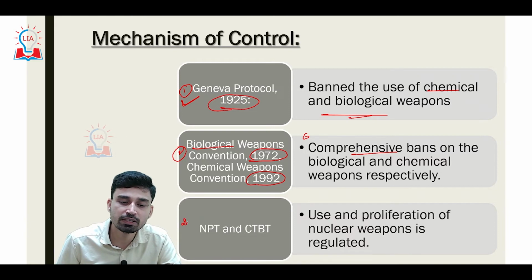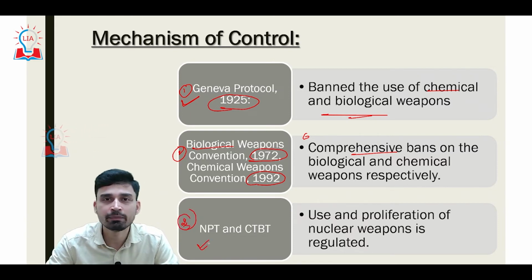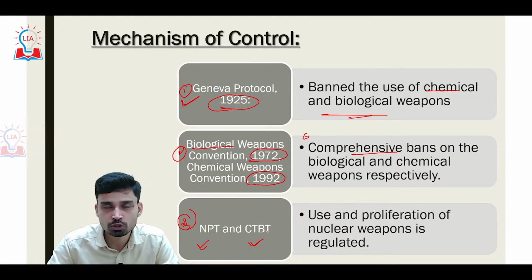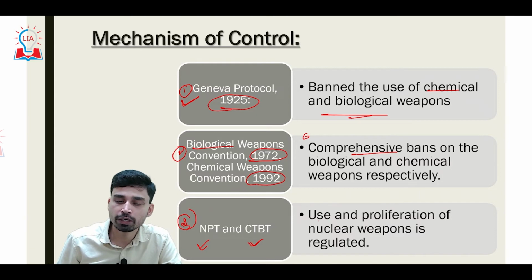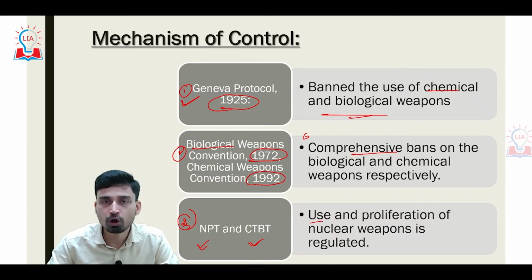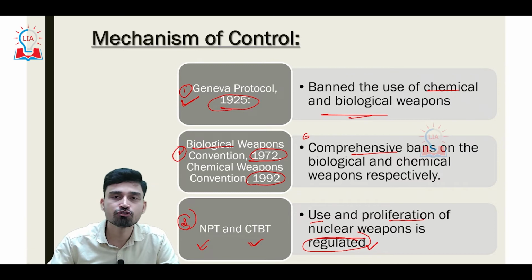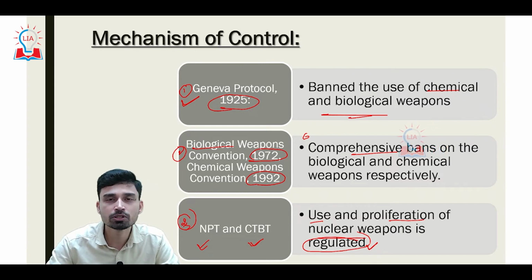Then as far as nuclear weapons are concerned, we have two important treaties. One is the NPT, that is the Non-Proliferation Treaty. Another is the Comprehensive Test Ban Treaty, also called CTBT. It basically prohibits the use and proliferation of nuclear weapons, and for the countries which already have nuclear weapon capabilities, these treaties try to regulate their use and their production.